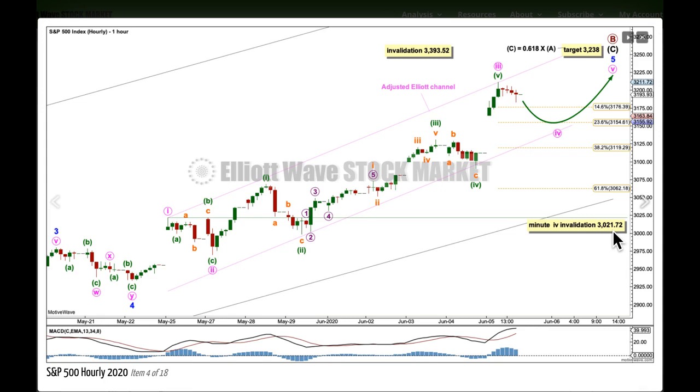If this labelling for the short-term picture is correct, then 4 may not move into 1, below the invalidation point. If this invalidation point is breached, that would also be a breach of the big upward sloping trend channel, and if that happens, I'll be labelling primary wave B over here, and I'll start to calculate targets for you for primary C. For now, the target remains the same at 3238, and we're getting fairly close.